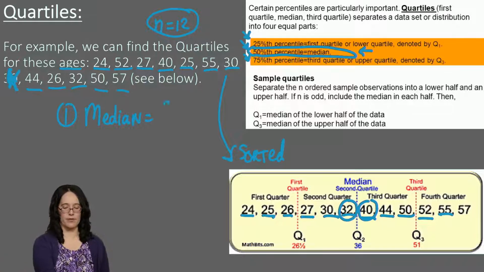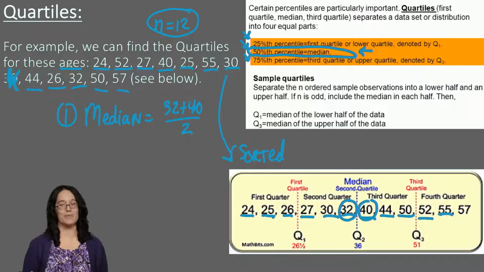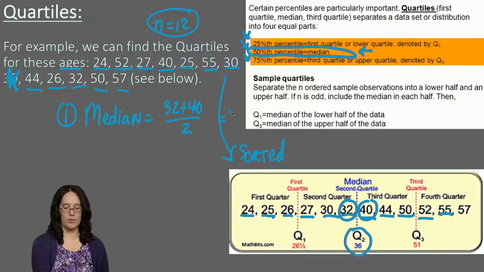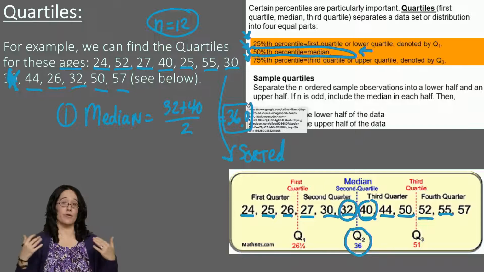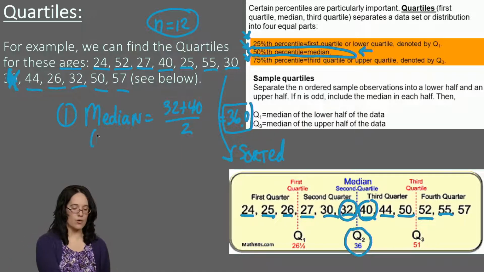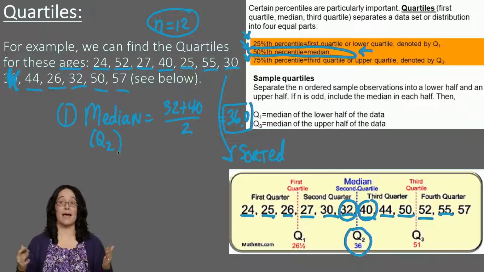So let's do that. 32 plus 40 divided by 2. Does that give you what they found here to be 36? It looks like it does. And we would normally write this as 36.0 to be honest, okay? So 36 or 36.0 would be our median. We call that quartile 2. Now let's talk about what that means.